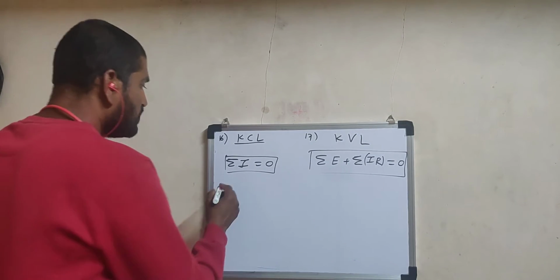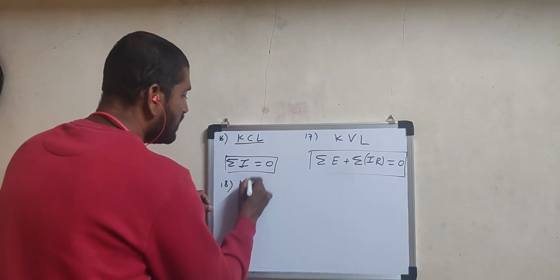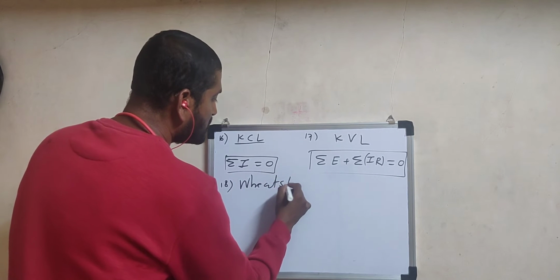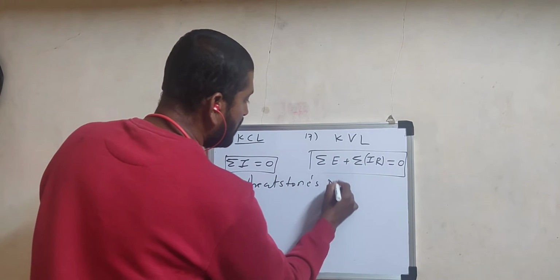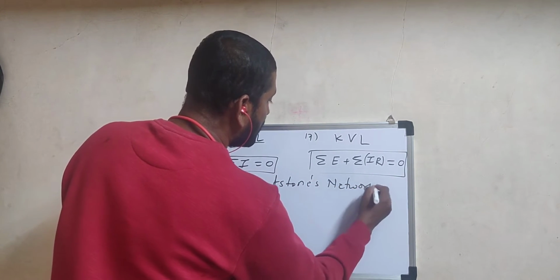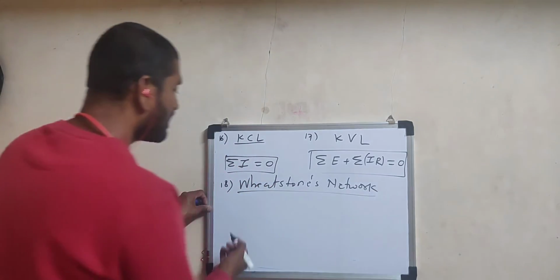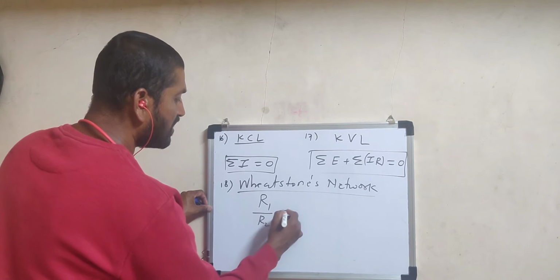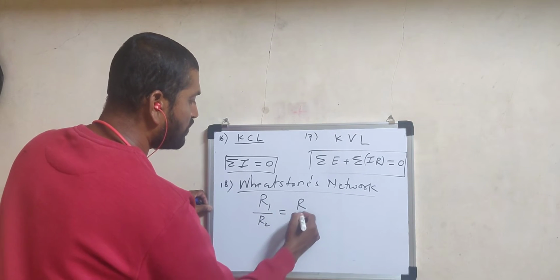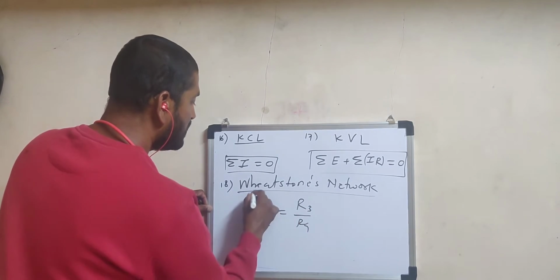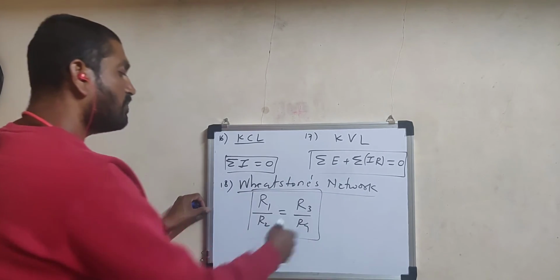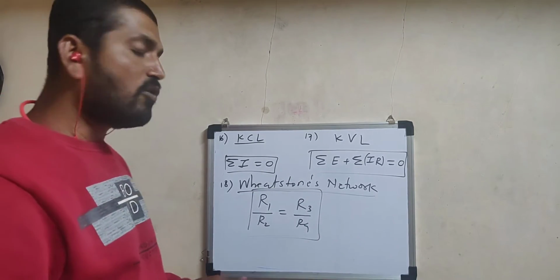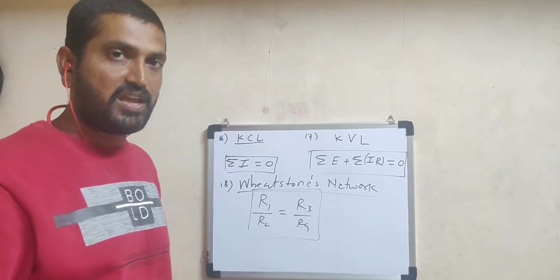The next part which we discuss is Wheatstone's network. In Wheatstone's network, what formula do we discuss? Balancing condition. When the network is balanced, the four resistors are related with each other by the formula R1 upon R2 is equal to R3 upon R4. The advantage of this equation is that, out of four quantities, if three quantities are known, the fourth unknown quantity can be calculated.